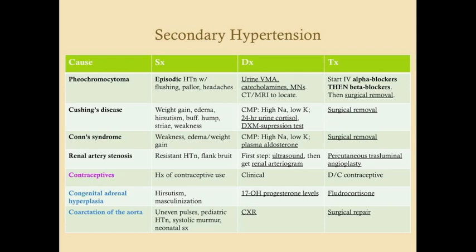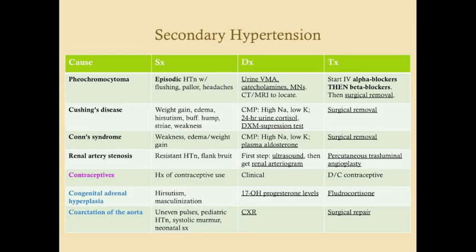So to make the diagnosis of Cushing's disease, you have to measure the cortisol itself. So you need to get a 24-hour urine cortisol. If the 24-hour urine cortisol is high, then you've made the diagnosis of Cushing's disease. But you still don't know where the Cushing's disease is.